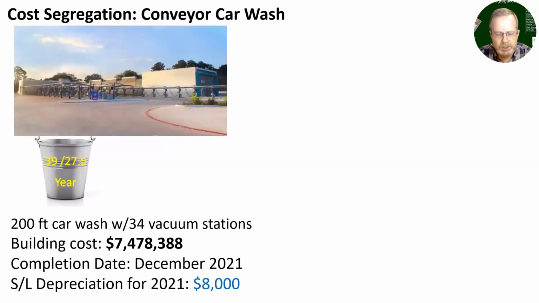So let's look at another one. This is a car wash, and this was a massive facility. This is $7.4 million, not including land. This is just the facility. 34 vacuum stations, 200-foot car wash. And they completed it in December of 21.